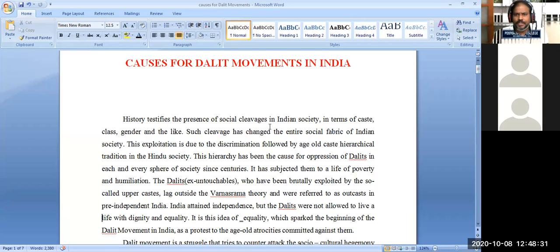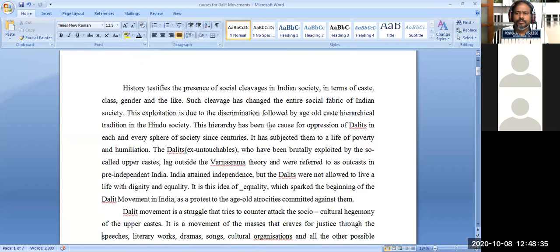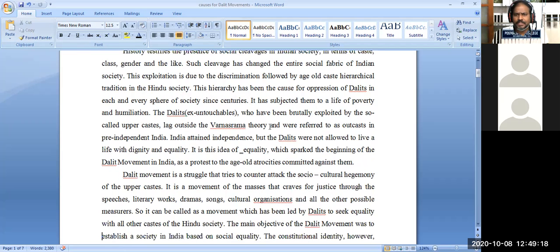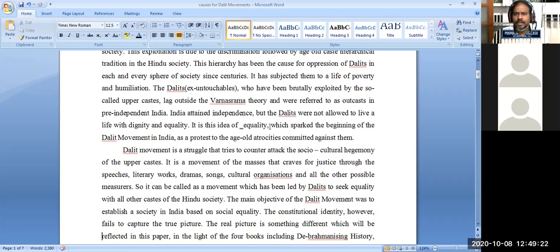History testifies to the presence of social cleavage in Indian society in terms of caste, class, gender, and likewise. Such cleavage has changed the entire social fabric of Indian society. This exploitation is due to discrimination followed by the age-old caste hierarchical tradition in Hindu society. This hierarchy has been the cause of oppression of Dalits in every sphere of society for centuries. It has subjected them to a life of poverty and humiliation. The Dalits, nothing but the untouchables, who have been brutally exploited by the so-called upper caste, lay outside the Varnashrama Dharma theory, and were referred to as outcasts in pre-independent India.